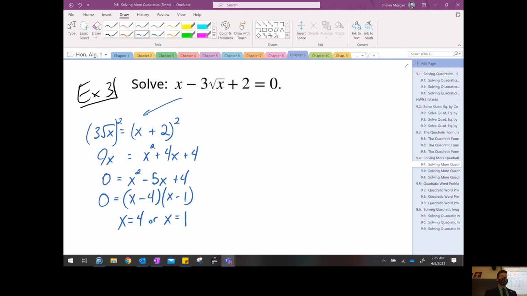Nate, what do you think? Have you checked either answer? Oh, you've just been sitting there. Tisk, tisk. Reed, have you checked either answer? 4 works. Great. Glad to hear that, James. 1 also works. So we got 2 answers to this equation.